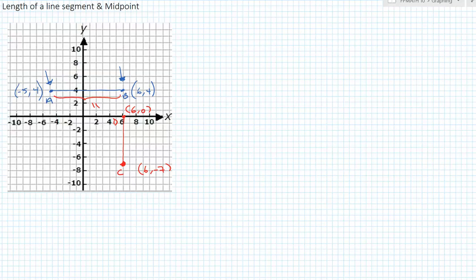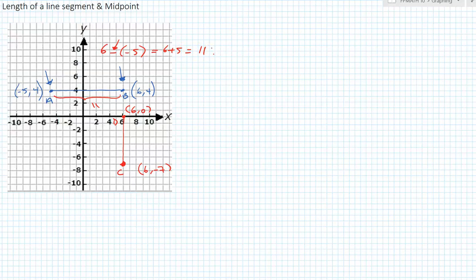You can count, but really how you got the 11 is the difference between 6 and -5. Or you can say 6 minus -5. That's the difference, which is right here. That negative, that is actually 6 plus 5. Therefore, there's 11 units in between. But you can count it straightforwardly.